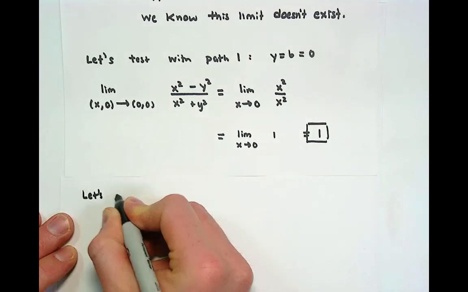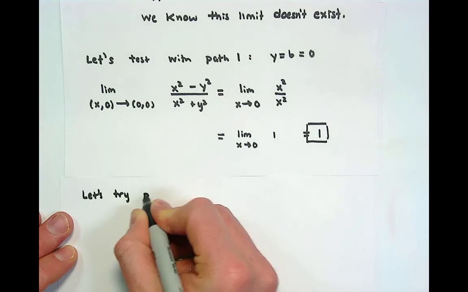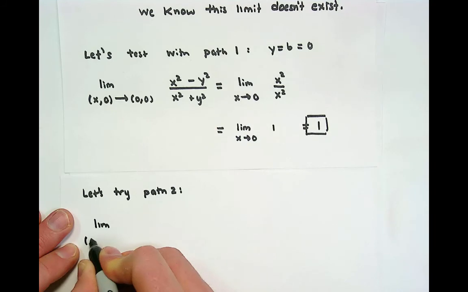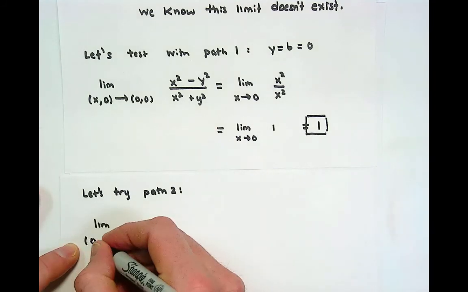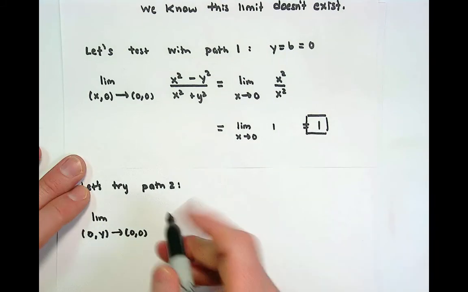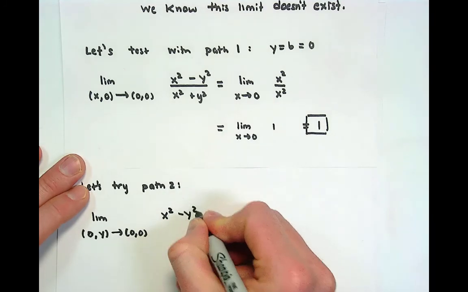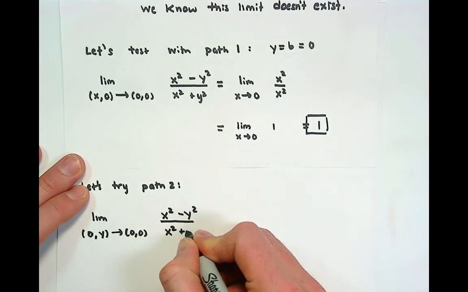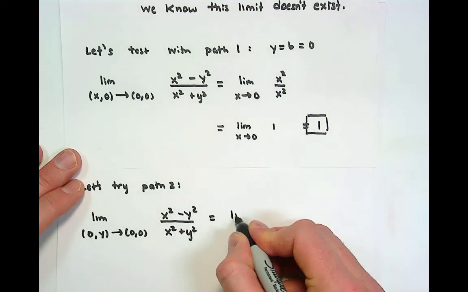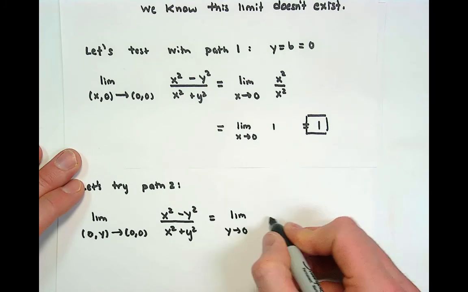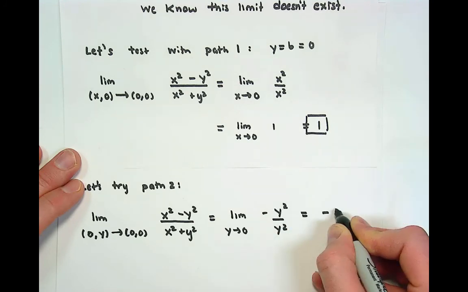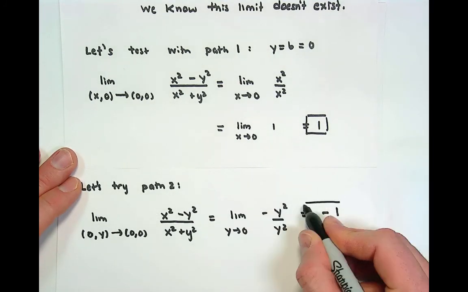Let's try path 2, just for giggles. When we take the limit as x stays constant and y goes towards 0, we get the same idea of transforming a multivariable limit into a single variable limit. Here, since the x's are not constant, they go away, and I'm just left with y approaching 0, and this would be negative y squared over y squared, but we see via Math 1A that that's equal to negative 1.